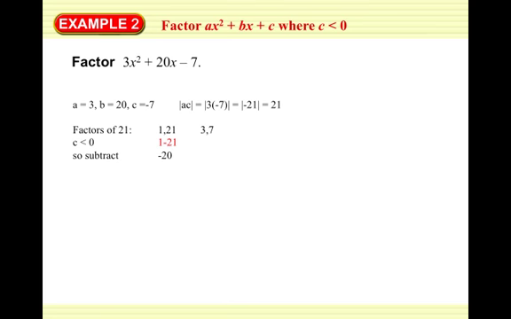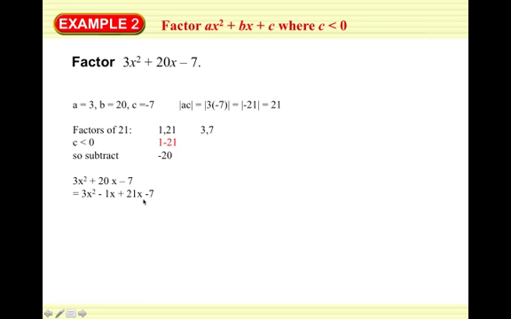So, since c is less than 0, we want to look at the difference in the two factors. So we've got 1 minus 21, well that gives me negative 20, but we want plus 20, so let's do negative 1 and positive 21. So we're going to rewrite 20x as negative 1x plus 21x. Okay, so if you get the opposite of what you want, just switch the signs. Make the 1 negative and the 21 positive. So we rewrote 20x as negative 1x plus 21x.